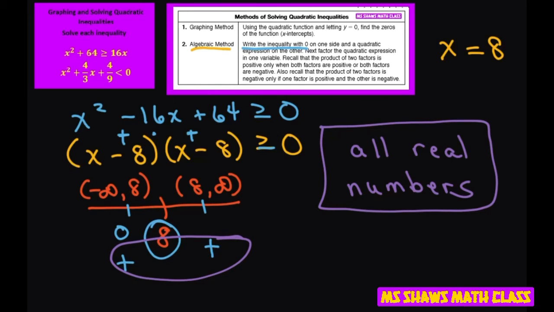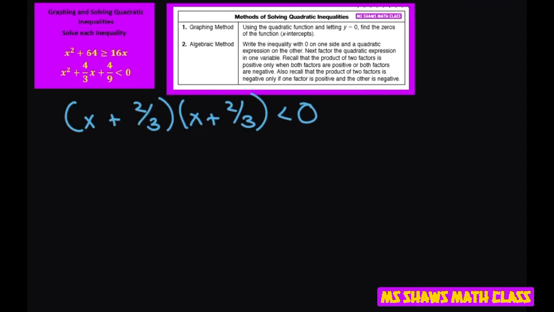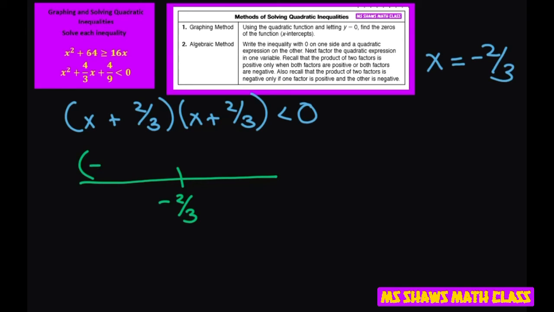Let's look at the next problem. Let's factor this. We get x plus 2/3 times x plus 2/3. And we want this to be negative. So we're testing x equals negative 2/3. We're going to do our sign diagram, write negative 2/3 here. So we want to test what's going on between negative infinity to negative 2/3 and negative 2/3 to infinity and see where it is negative.